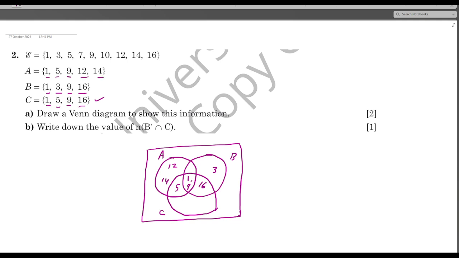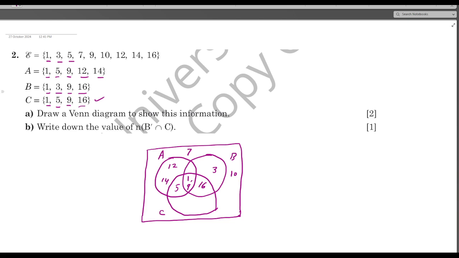Now 1 we have used, 1, 3, 5, 7, I have not written 7 anywhere, so 7 I will write somewhere here, which is in your universal set but not a part of A, B, or C. The 9 is already included, 10, so 10 you can write anywhere like this. Then 12 I have included in A, 14 we have included, 16 we have included. So this is your Venn diagram.